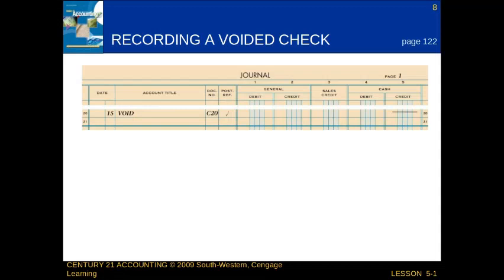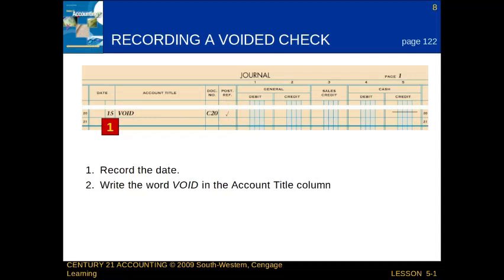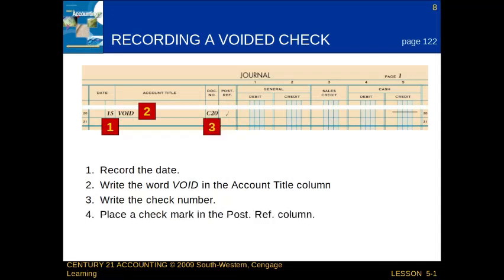And finally, we'll be talking about recording a voided check. When we record a voided check, there are a few steps that we follow. First, we record the date. Next, we write the word void in the account title column. Then, we write the check number. Next, we place a check mark in the post reference column. And finally, we place a dash in the cash credit column.